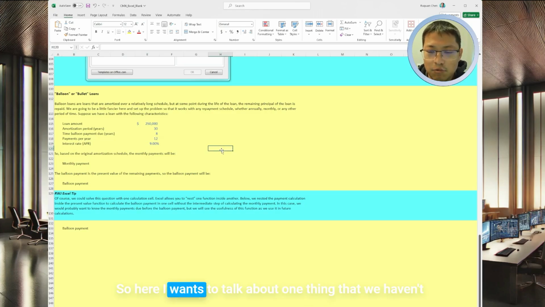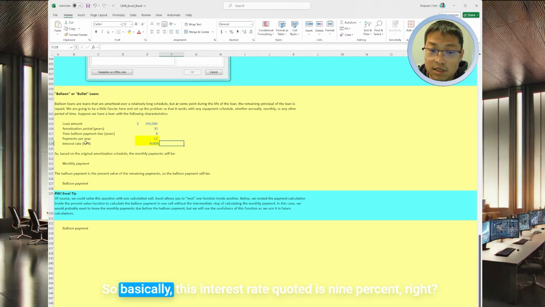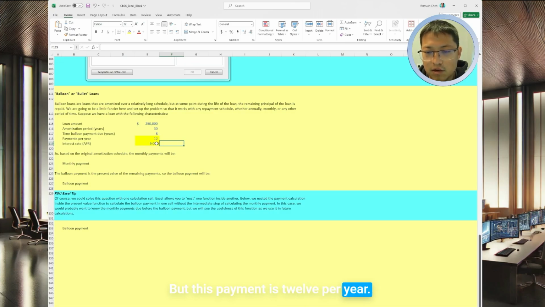Here, I want to talk about one thing that we haven't touched a lot so far. If you notice these two things here: the payments per year is 12, and the interest rate, which is APR, is 9%. This interest rate quoted is 9%, but the payment is 12 per year. 9% is for 1 year, but within 1 year, we're going to make 12 payments. We need to adjust this interest rate in our calculation.